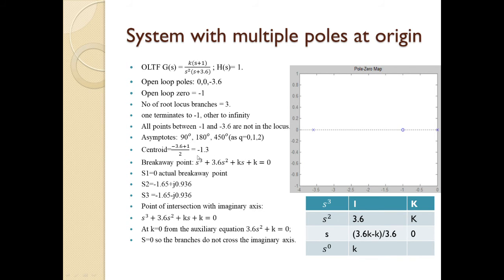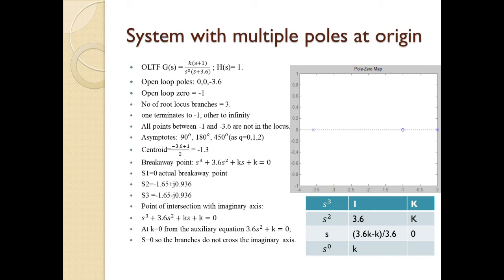So minus 1.3 is the centroid, or the point minus 1.3, from which the asymptotes at 90 degree, 180 degree and 450 degree will originate. The next is the breakaway point. The breakaway point can be obtained by the solution of dK/ds equal to 0.